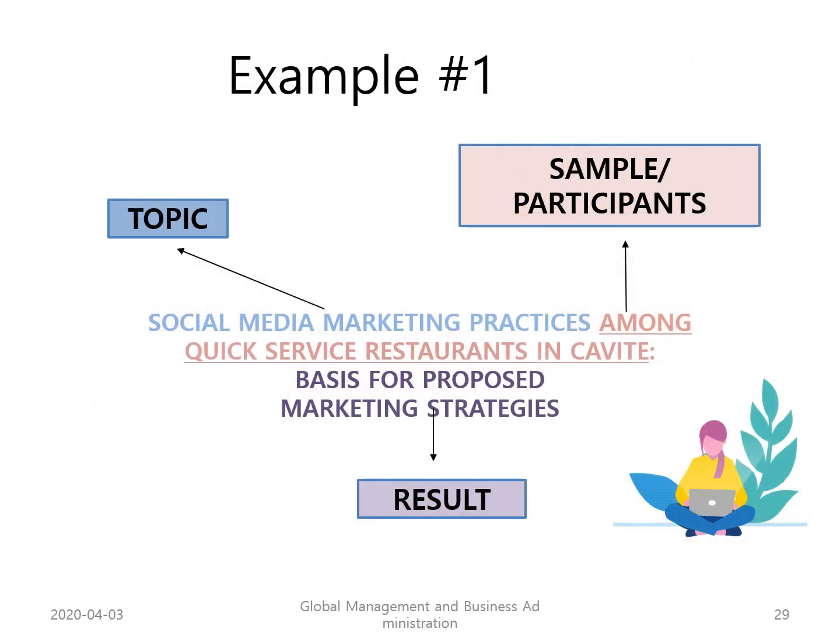Let's have an example. The first one is: social media marketing practices among quick service restaurants in Cavite: basis for proposed marketing strategies. Our topic is social media marketing practices. Who are our respondents? Quick service restaurants in Cavite. And what is the result? We would like to propose a marketing strategy. So this is example one.